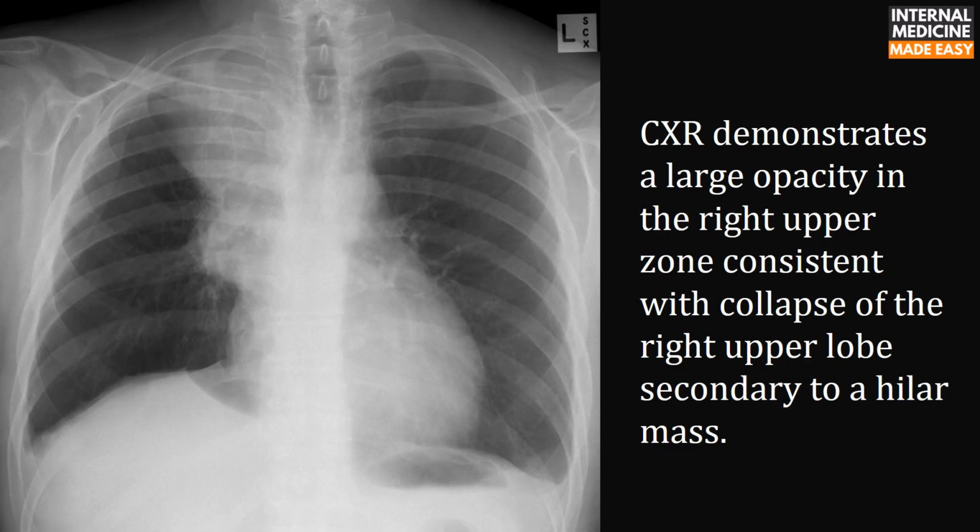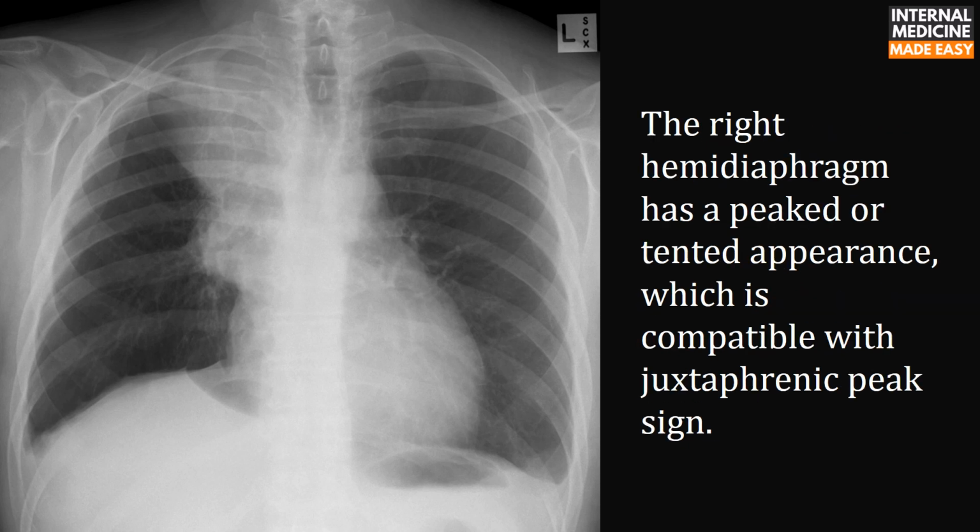This chest X-ray demonstrates a large opacity in the right upper zone consistent with collapse of the right upper lobe secondary to a hilar mass. The right hemidiaphragm has a peaked or tented appearance which is compatible with the juxtaphrenic peak sign.